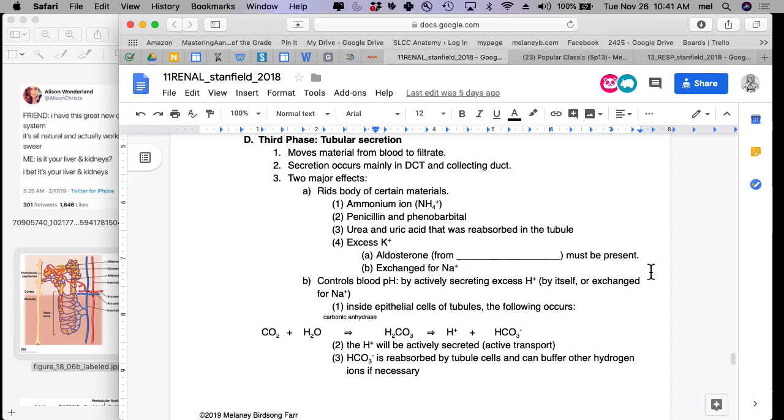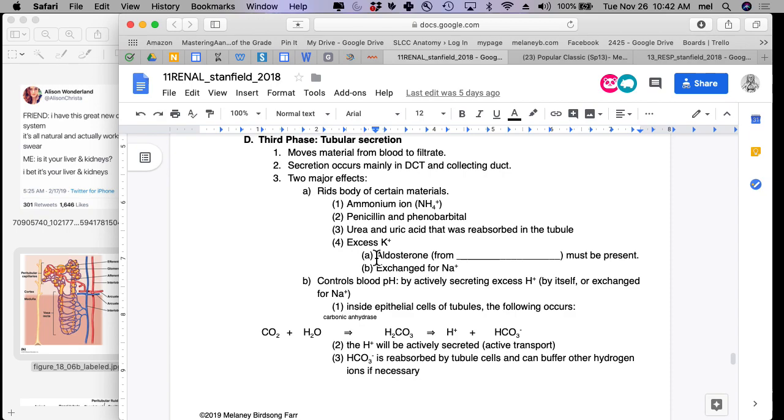Okay, so the 2 major effects are controlling blood pH and getting rid of certain materials that you don't filter completely, right? So if I still had any ammonium ion, I could get rid of it by secretion. Some breakdown products and some drugs, you actually get rid of by secretion because they don't get rid of them completely by filtration. Penicillin, phenobarbital. Urea and uric acid that was reabsorbed into the tubule but not needed for pH control, you get rid of. And then excess potassium, you'll get rid of that if you have aldosterone present.